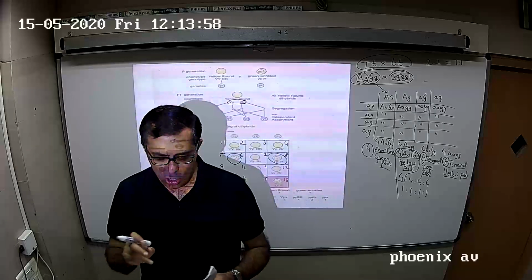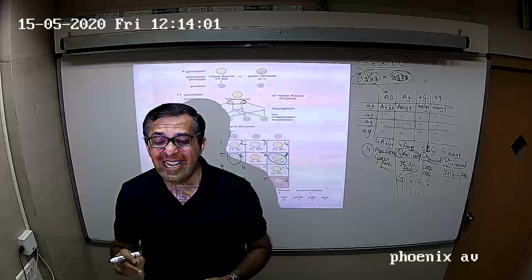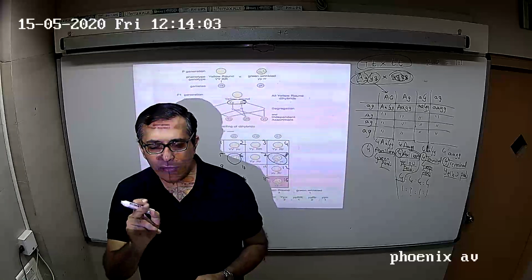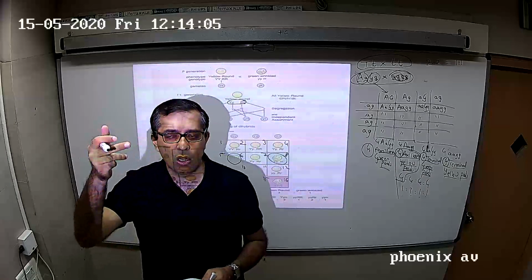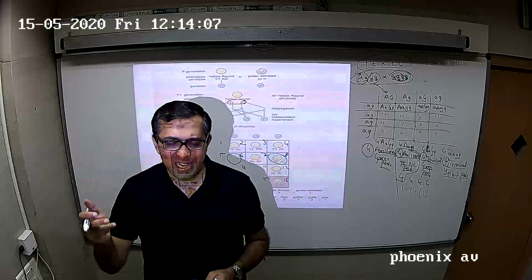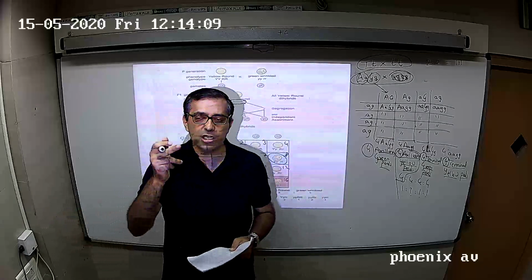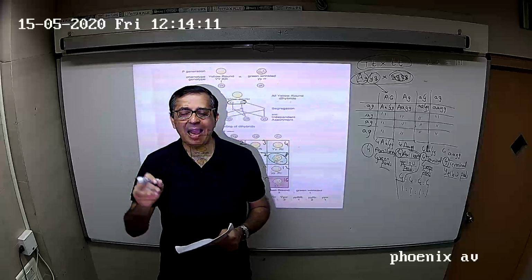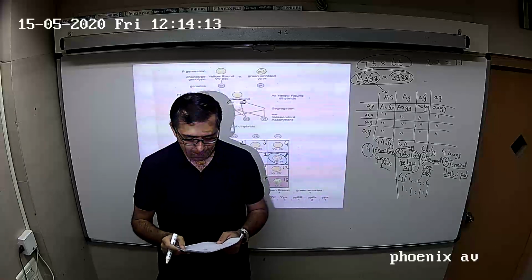So how many types of phenotypes are possible from here? 16 types of phenotypes. Use the formula 2 raised to n, where n is the number of heterozygous genes. So 2 raised to 4 becomes 16 types of phenotypes possible.